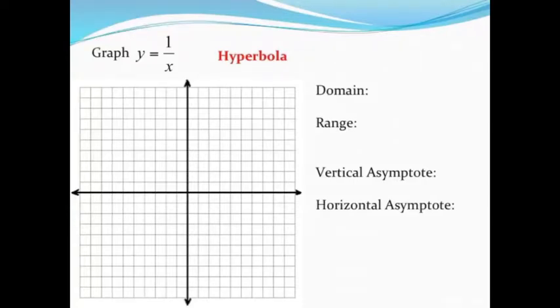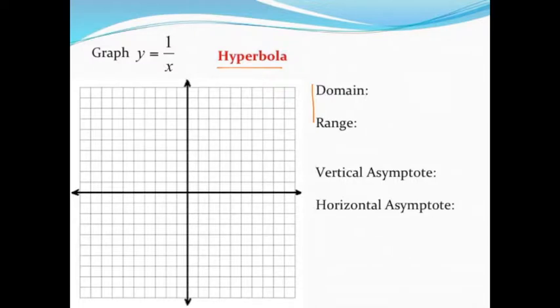Let's take a look at some of the basics of graphing our new kind of function, the rational function, something that has an x in the bottom of the fraction, in the denominator. This kind of graph is something called a hyperbola. And so let's begin with domain and range. We've been talking about that a lot this semester.